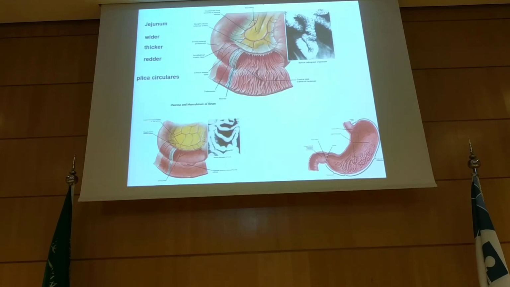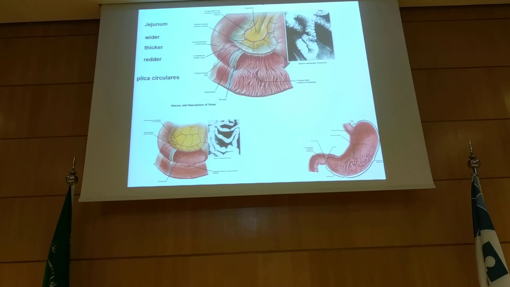Why is it thicker and redder when you feel it? Because of these mucosal folds. We call them plica circularis, or you know them as mucosal folds. In the area of the duodenum, they are thicker, more compact, and more numerous. That's why they give the duodenum the red appearance. It's redder than the ileum.